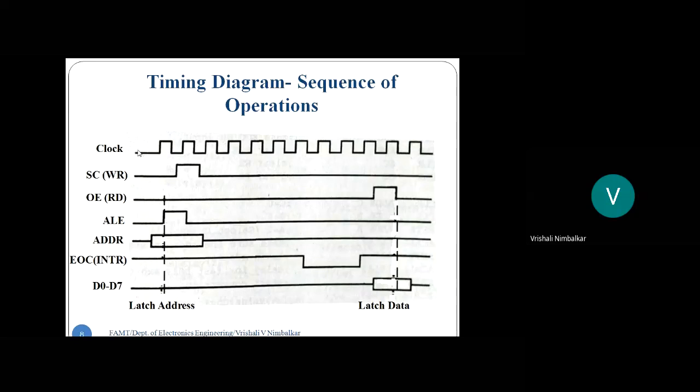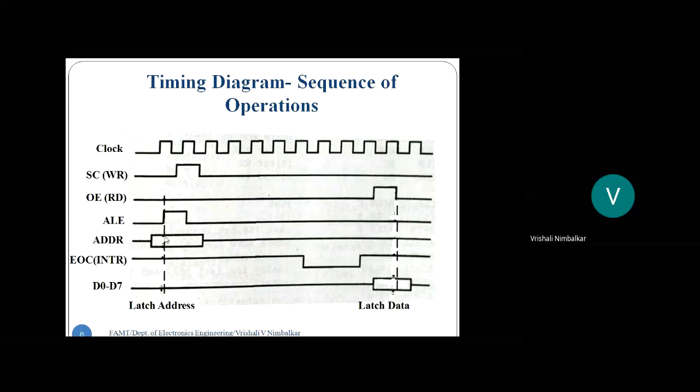So see, initially, before starting anything, what is the status? Look at the very first timing diagram. Start of conversion is 0. Output enable is 0. Address latch enable is 0. Correct? Next, look at the control signals. What are the control signals? SOC, start of conversion, end of conversion, ALE, and output enable. So we need to take care of these 4 control signals. Initially, start of conversion is 0, output enable is 0, address latch enable is 0, and end of conversion is logic 1.